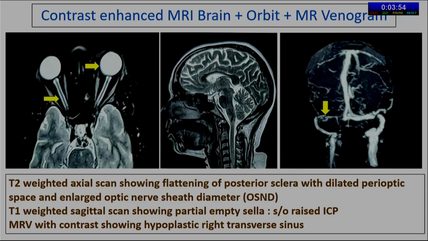Contrast enhanced MRI brain and orbit, T2 axial scan showed flattening of the posterior sclera with dilated perioptic space and enlarged optic nerve sheath diameter. On T1 weighted sagittal scan, it showed partial empty sella, which was suggestive of raised intracranial pressure. MR venogram with contrast showed hypoplastic right transverse sinus.